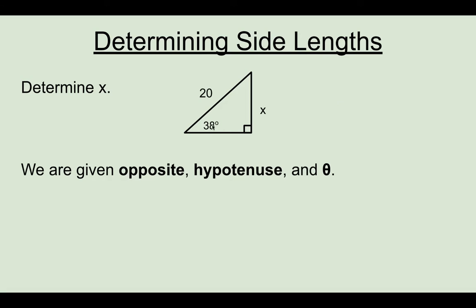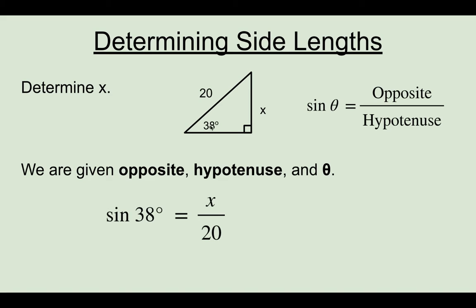What are we given? Well, here's my angle, so I'm given an opposite, which is what I want to find, and I'm also given a hypotenuse. So it's opposite and hypotenuse, and I'm given this angle theta. Well, sine is opposite over hypotenuse, so if I want to relate this angle to these two sides, I better use a sine. So I'll do sine of the angle, 38 degrees, equals opposite, which is x, all over hypotenuse, which is 20. Okay, so just by knowing right triangles are related through these trig ratios, I could develop this equation, right? Quite powerful.